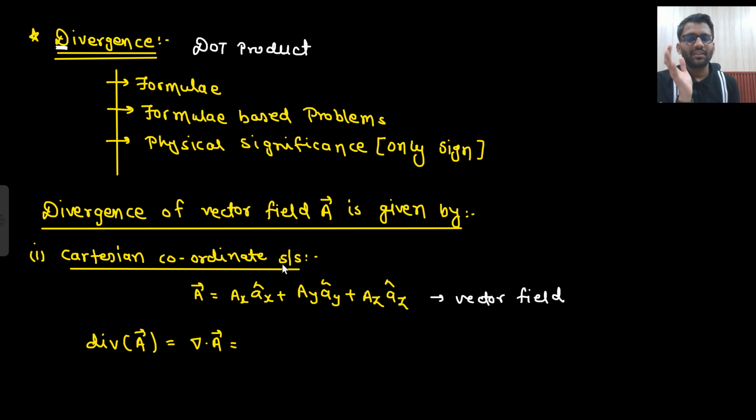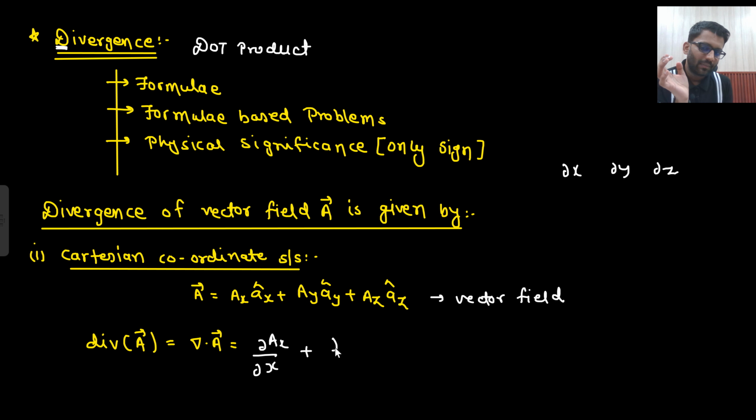So in the Cartesian coordinate system, how will the divergence of A be defined? Del x, del y, del z. So del by del x of Ax, because only the Ax part will come, plus del by del y of Ay, plus del by del z of Az.